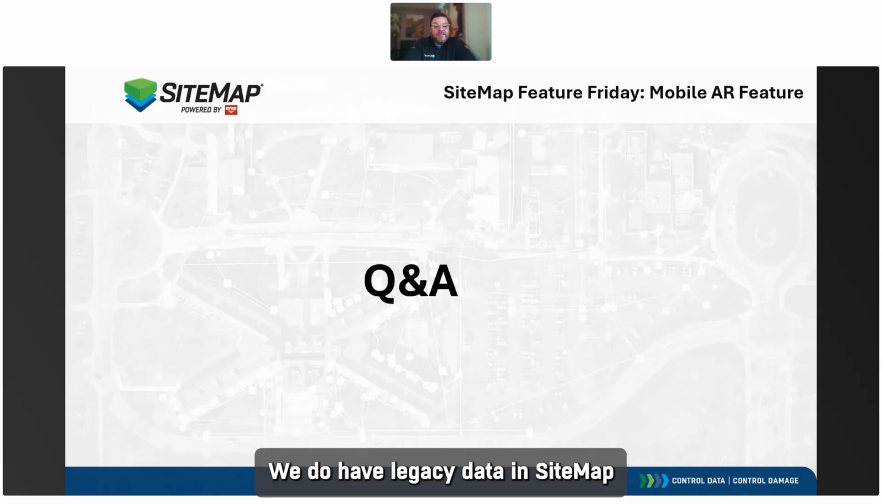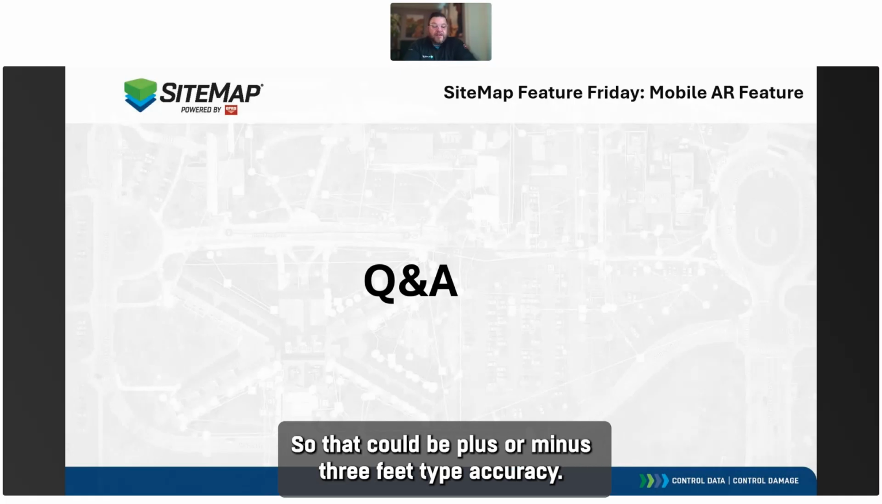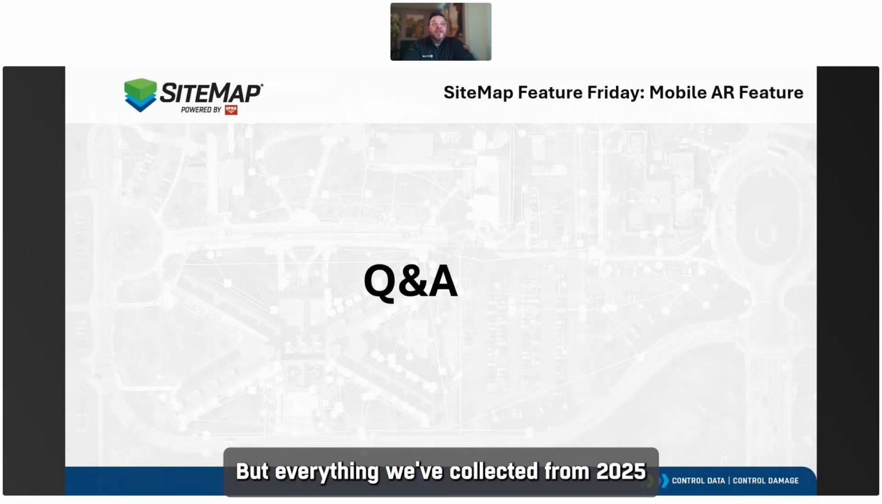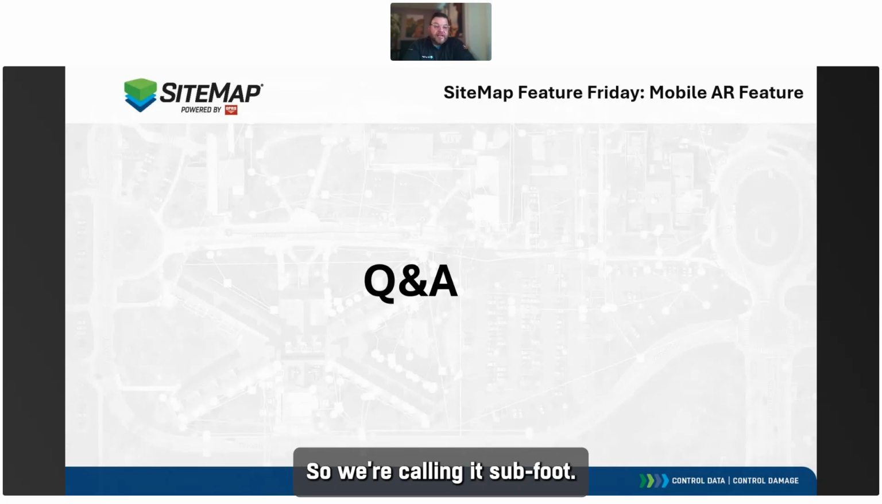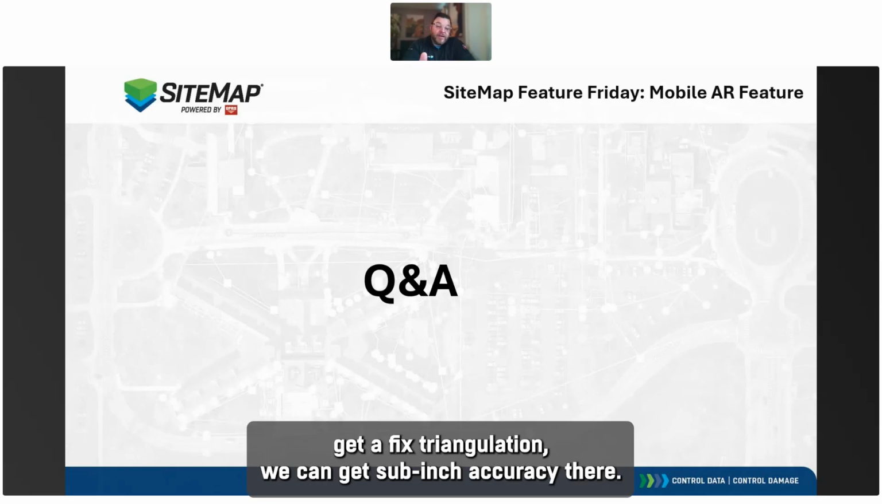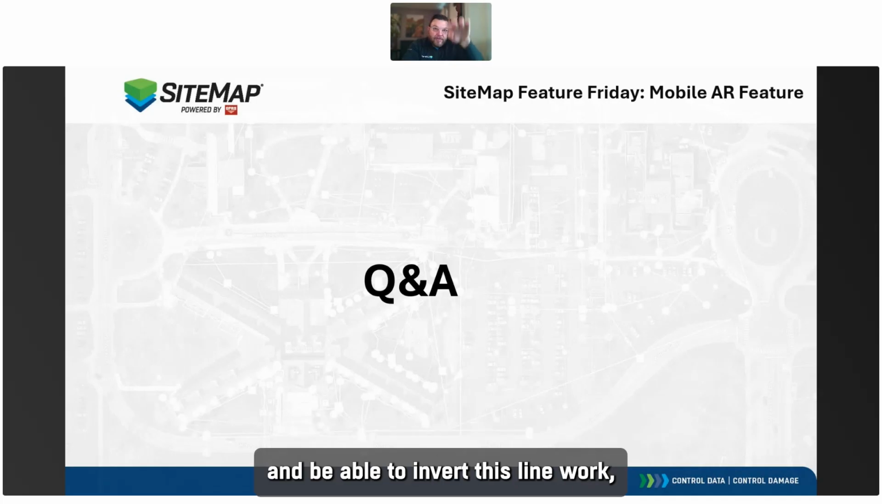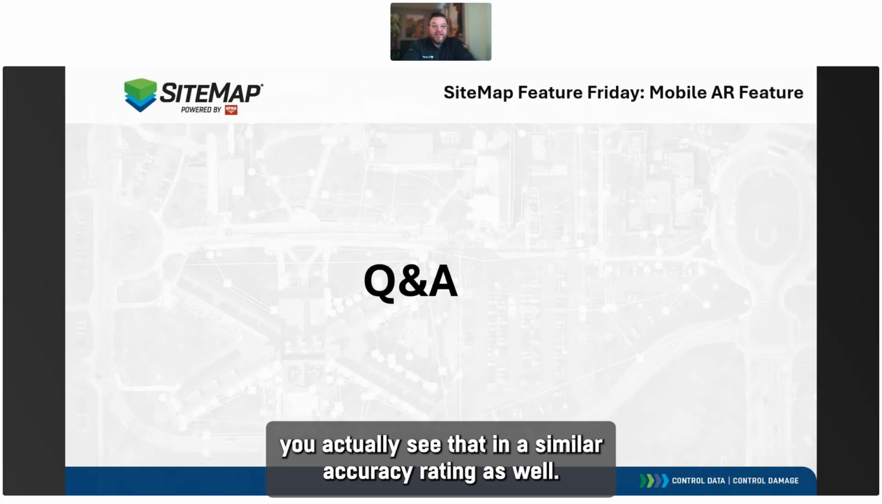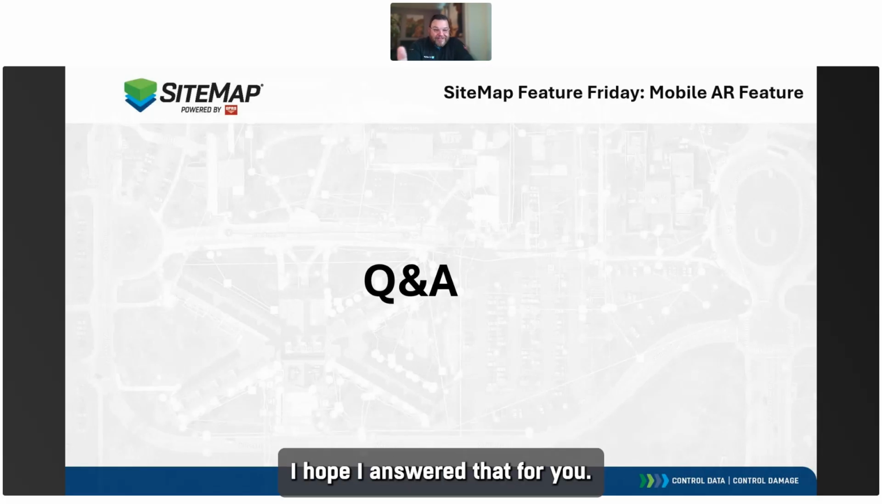We do have legacy data in SiteMap that is older and a little bit dated. That was collected with submeter, so that could be plus or minus 3 feet type accuracy. But everything we've collected from 2025 and on and for the future will be collected with RTK. So we're calling it sub-foot, even in cases where we can get a fix triangulation, we can get sub-inch accuracy there. And again, when we are able to provide depths and be able to invert this line work, you'll actually see that in a similar accuracy rating as well. So that's a great question, Jordan. I hope I answered that for you.